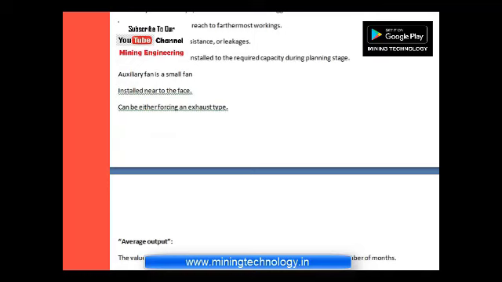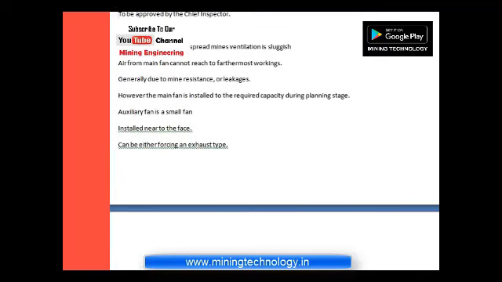Next, auxiliary fan. The fan should be used in underground for ventilation purposes. The air where men are working should not be too sluggish. The air from the main fan cannot reach the furthermost workings. The system of ventilation has two types: the natural ventilation system and the artificial ventilation system.